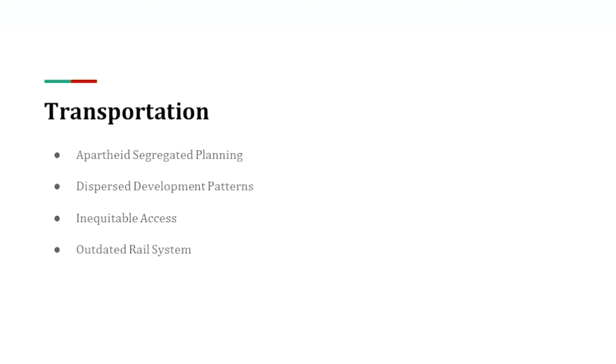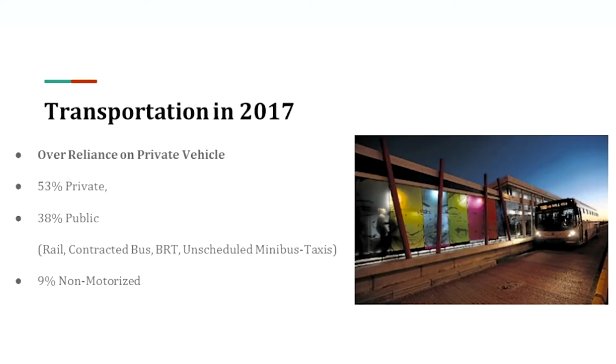Our next sector is transportation. And just as you mentioned before, because of the way the city was planned in the past many years, this led to dispersed development patterns, inequitable access in low densities, which is really bad for transportation, and an outdated rail system, which is one of their biggest problems. So right now they have rail, bus, BRT, and unscheduled minibus taxis, which, if you haven't lived in a developed country, are basically buses or vans that aren't run by the government, and they're usually very, very crowded and much cheaper, and especially in developing countries, people use them because of cost.